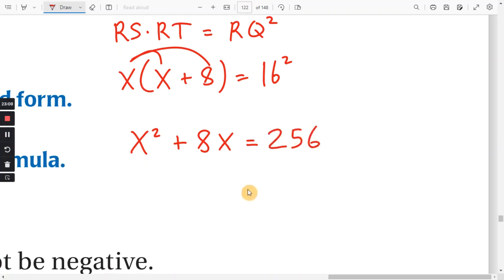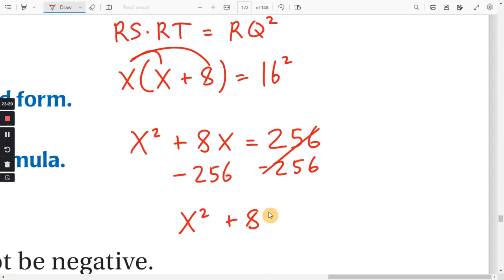Once again, we have a quadratic. It needs to be set equal to 0. So I am going to do the opposite of positive 256 on both sides. That cancels here, and we have this mess right here: x squared plus 8x minus 256, and that equals 0. Now, we said a minute ago that 256 is 16 squared.